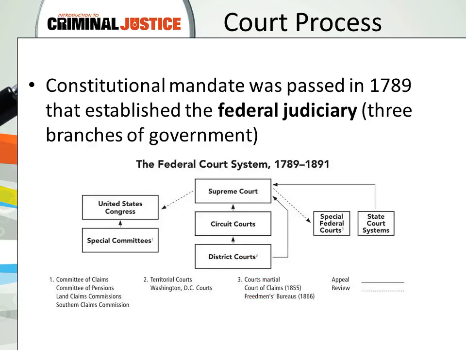So in 1789, they established a federal judiciary. Here's a quick diagram of it, and we'll go through each of these sections here: the district courts, the circuit courts, the federal courts. That was the federal court system.